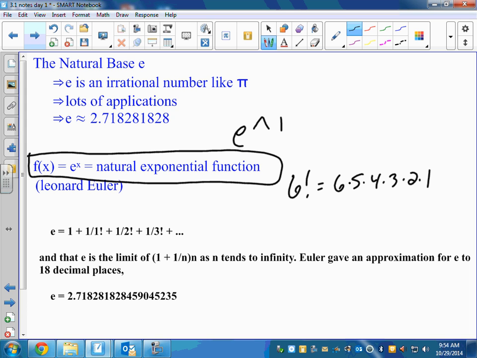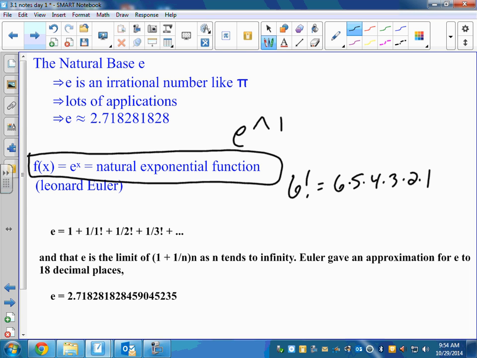The function e to the x is a special exponential function because e is a special number. And if you remember anything about logarithms, ln comes from the inverse of this function. And so that's why e is so important to us.